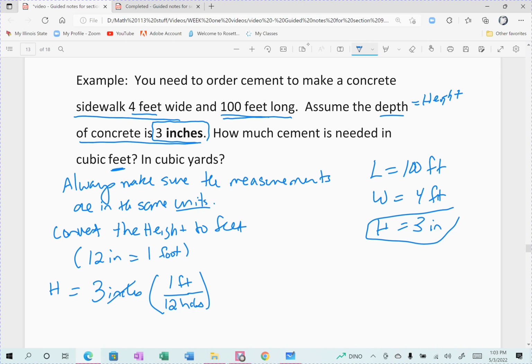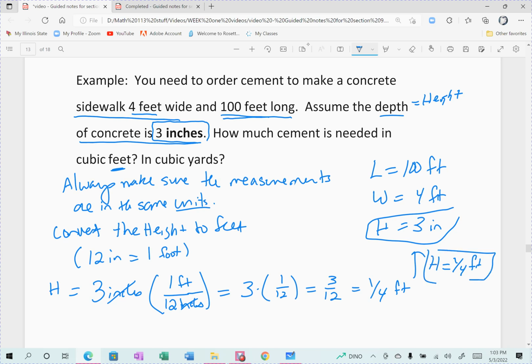Canceled my 12, didn't mean to. Inches cancel. And so when we write this out, we're going to take 3 times the conversion factor 1/12 to get 3 over 12, or 1/4 of a foot. So my height is 1/4 of a foot. 3 inches is exactly the same as 1/4 of a foot.